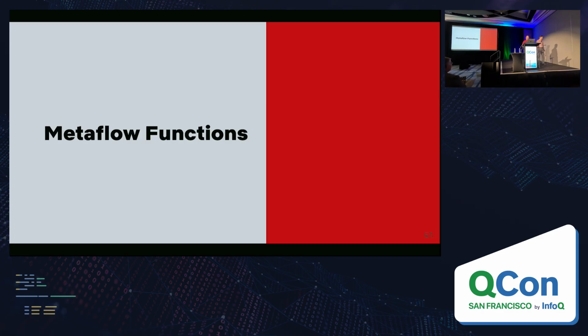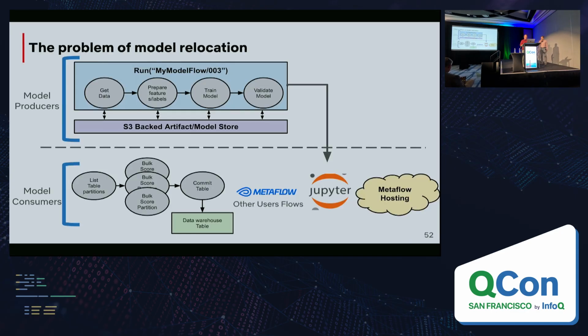So we started working on Metaflow hosting circa 2018. And back then, we already had this other idea called Metaflow functions. And what's the problem that we want to solve here with Metaflow functions? So this is work that's ongoing right now. It's actually what I'm working on this quarter. So this is not complete by any means, but we do hope to put it in the OSS. Anyway, the idea is model relocation.